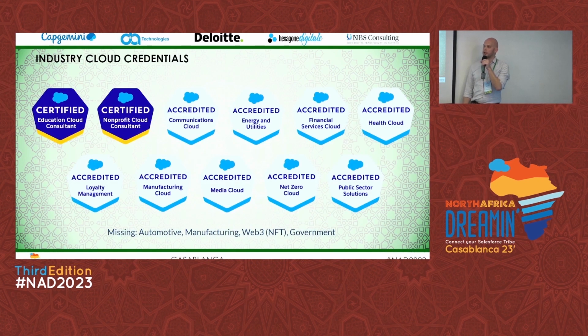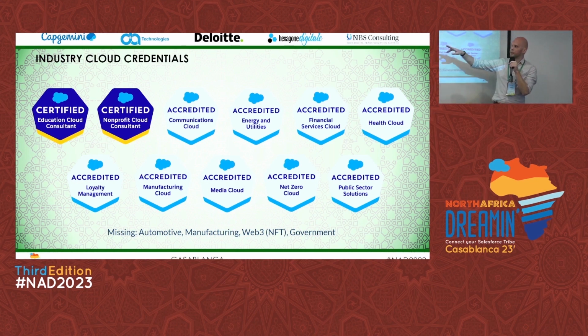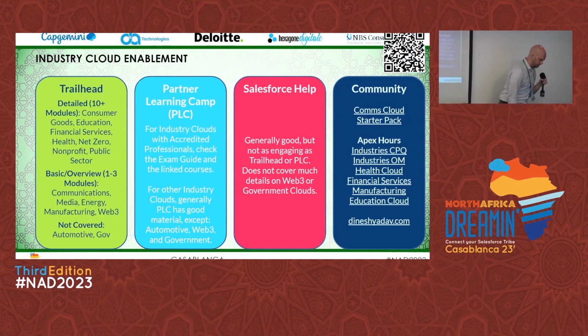And then for the industry clouds, there are a bunch of certifications and accredited professionals. So from the certifications, there's Energy Cloud and Nonprofit Cloud certifications, and then APs for almost everything else. What's missing from the APs is automotive, manufacturing, Web3 or NFT, and government. And then some additional enablement.